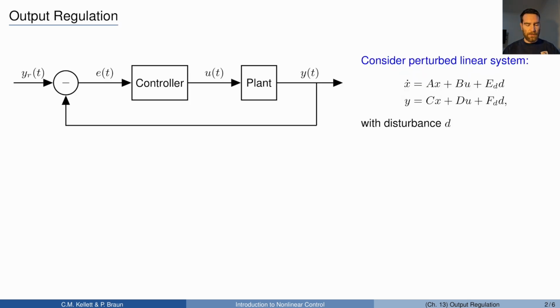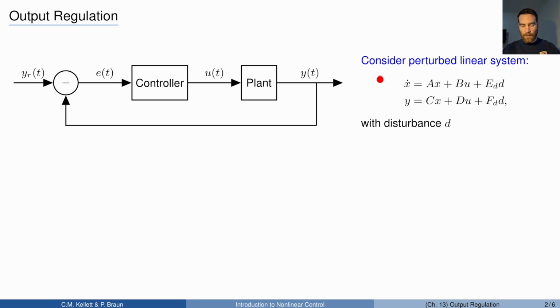The setup we discuss here is shown in the block diagram on the left, where we have a plant for which we want to design a controller based on output measurements and taking a reference signal into account, meaning we design our controller based on the mismatch between the reference signal and the measured output.